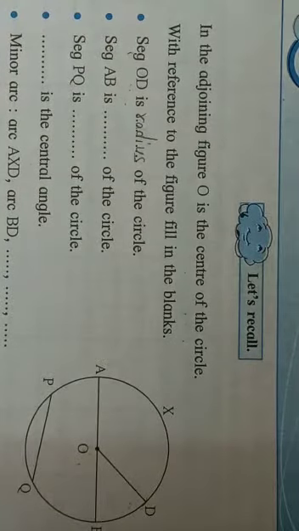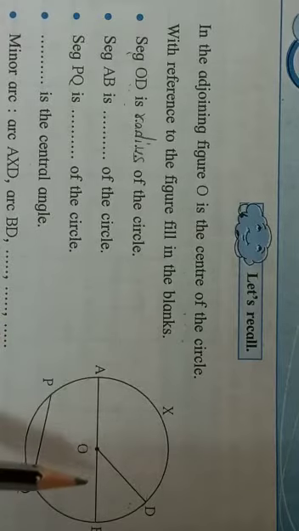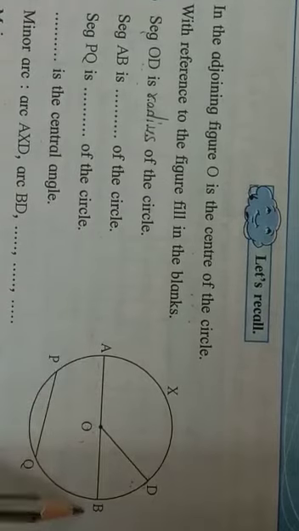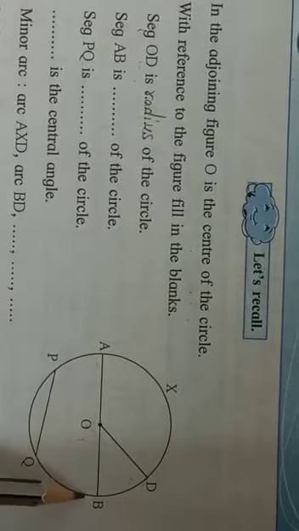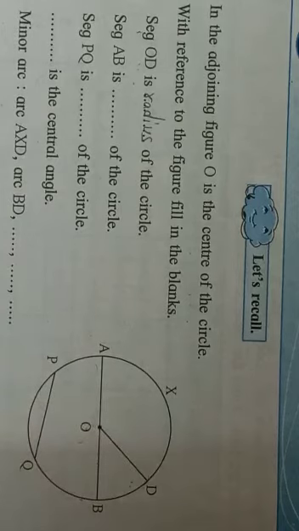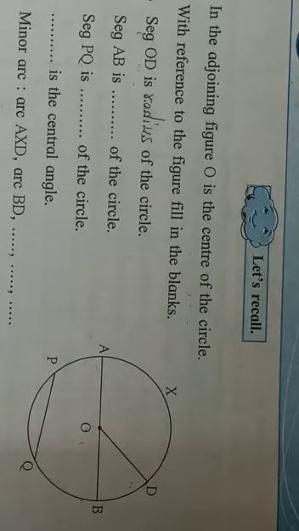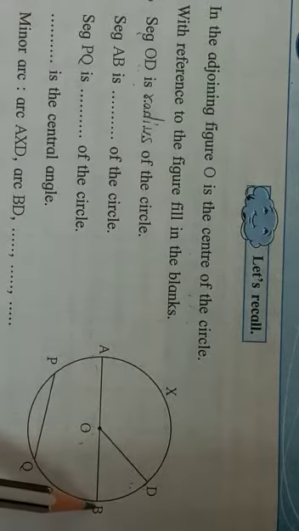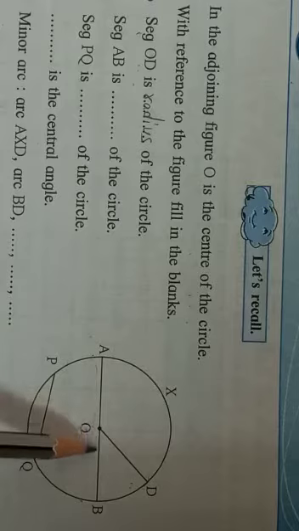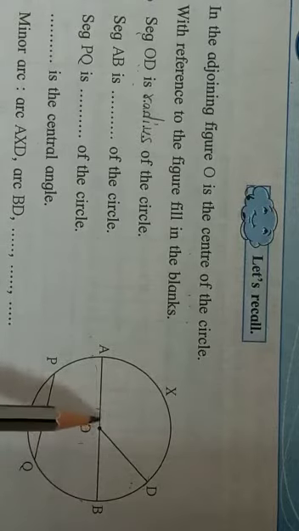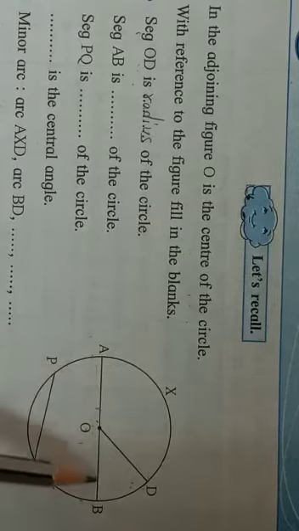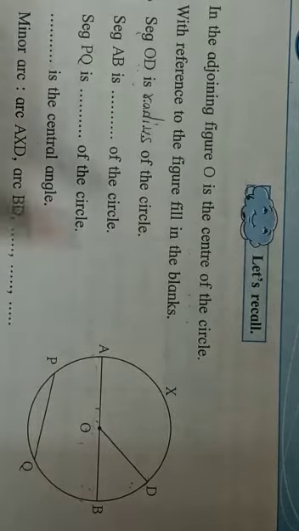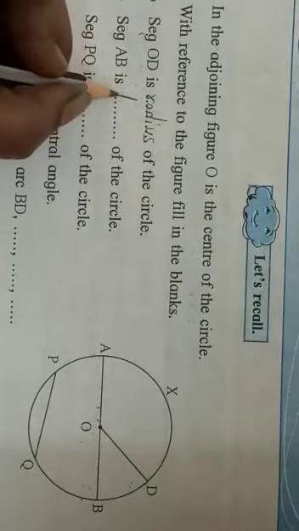Same way here they have asked segment AB. What is segment AB? As you can see here, segment AB is the diameter of the circle. And what is the diameter of the circle? A diameter of the circle has two endpoints on the circle and it is passing through the center of the circle. That is the main point. So this segment AB is the diameter of the circle. So I'll just write here diameter.